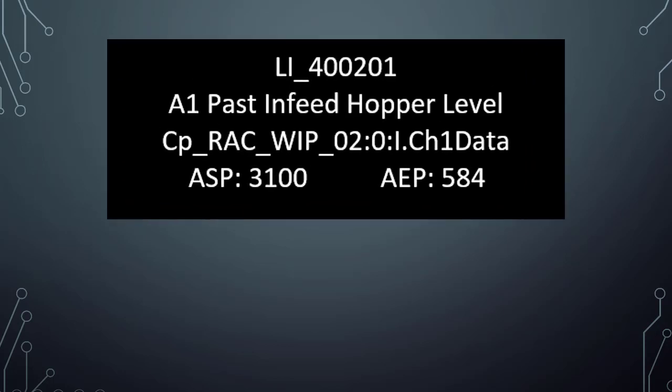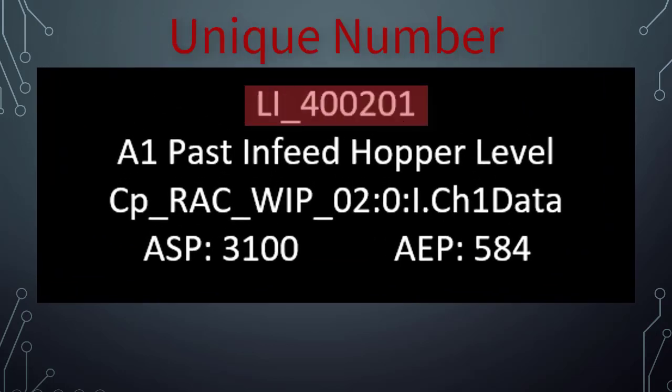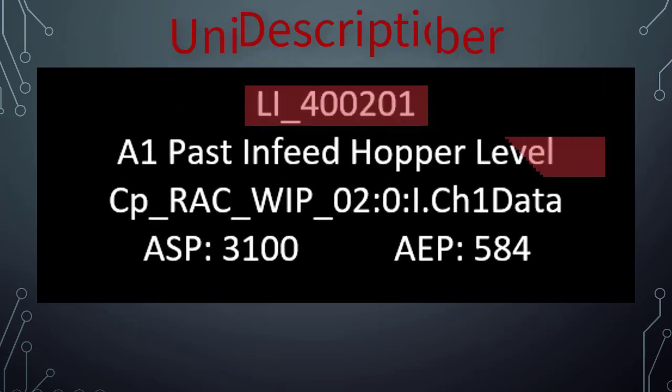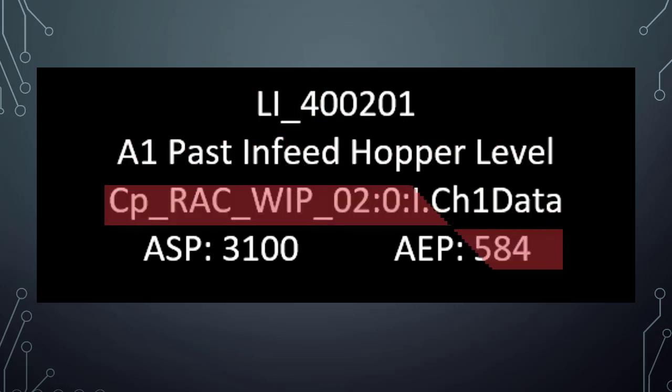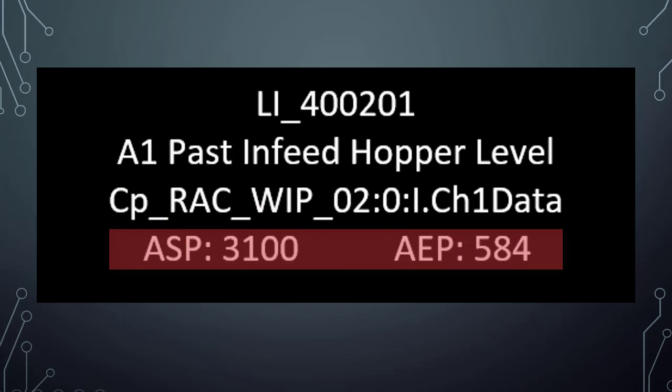Now going back to the level sensor's tag. It has a unique number, a description as well, a PLC address, and some information unique to a device. In this case, it's a set point and endpoint for the laser.